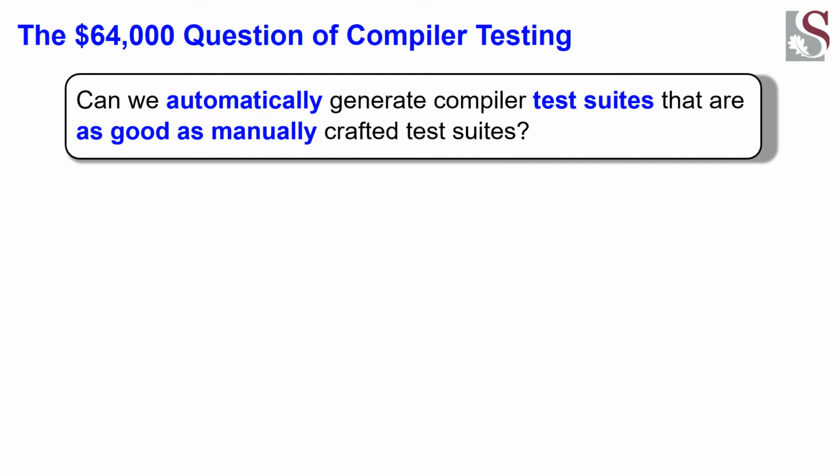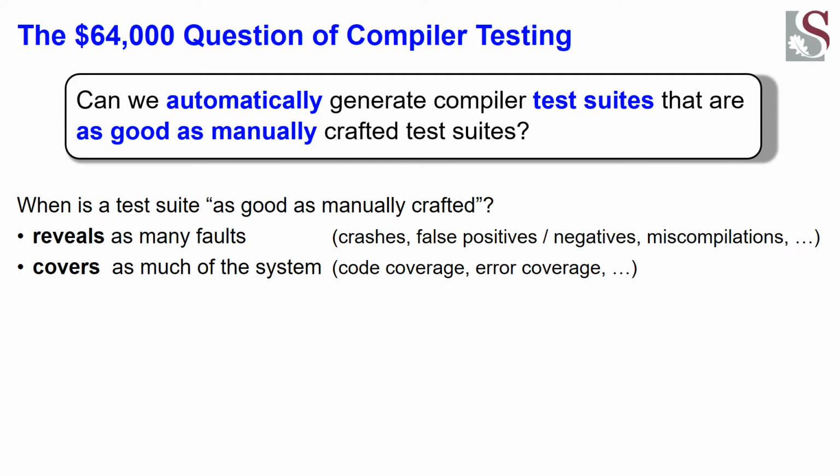Our starting point is that we don't like to write compiler tests by hand. So the obvious question is, can we automatically generate from a context-free grammar test suites that are as good as manual ones? By good enough, we mean that the generated test suite reveals as many faults and crashes as a manual one and covers as much of the system to be tested.